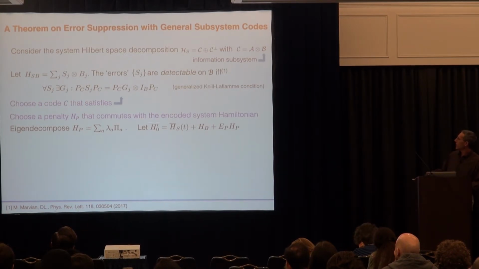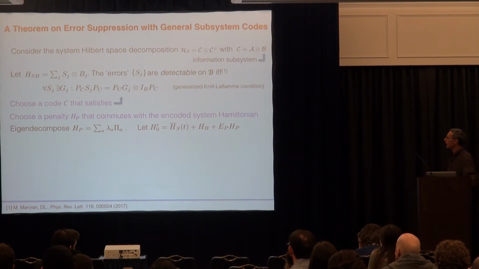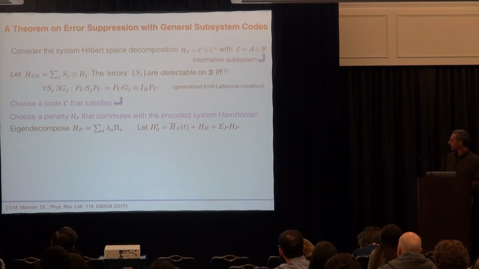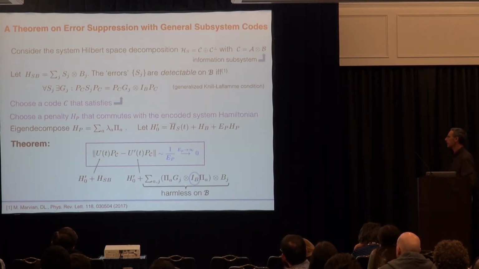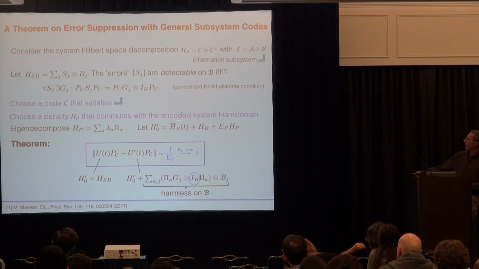So then we choose a code that satisfies this condition. We choose a penalty that commutes with the encoded system Hamiltonian. So here's the encoded system Hamiltonian. Here's the penalty. Here's the bath Hamiltonian. Let's add them up and call that H0 prime. And let's also eigendecompose the penalty Hamiltonian. And then the theorem says this. This is similar to what we saw earlier with the no-go theorem in structure. The theorem says that if you consider the total evolution, which is kind of a decoupled evolution from the perspective of the encoded information, but if you add the system-bath interaction to it, you get the total unitary U_t.